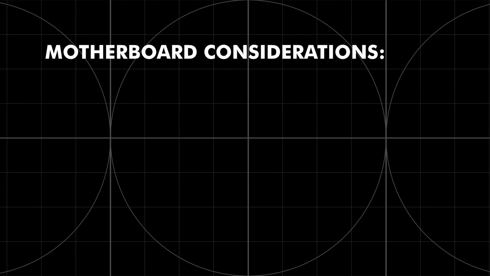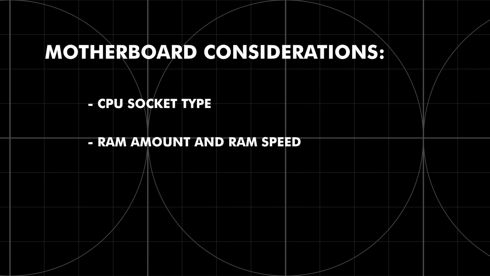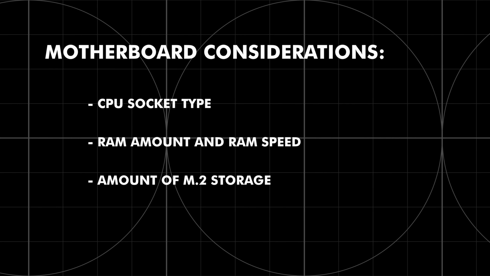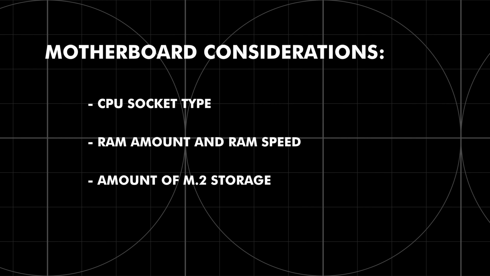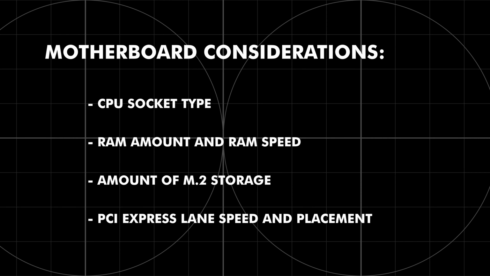Now, I don't really have any specific motherboard to recommend here, but a few key things to look at in your motherboard are the socket type for your CPU to make sure it matches, the amount of RAM you want to be able to put in there, the amount of M.2 slots for really fast storage, and the PCI Express slots for your graphics card, which is the next thing we're going to look at.